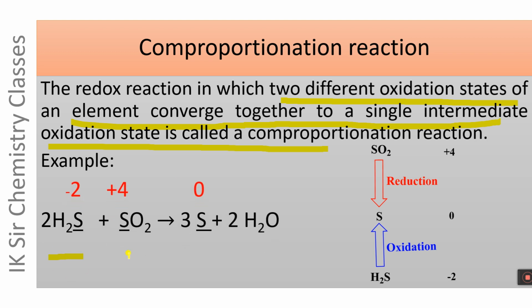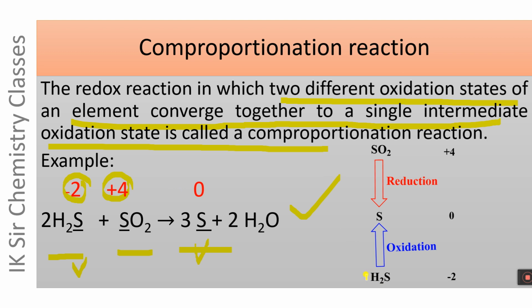H2S reacts with SO2 forming sulfur. The oxidation number of sulfur in H2S is -2, and in SO2 the oxidation number of sulfur is +4. These two oxidation states of sulfur, -2 and +4, converge, meet to a single oxidation state 0 in the product. 0 oxidation state is intermediate between -2 and +4, and hence it is a comproportionation reaction. It is also obvious from this figure.